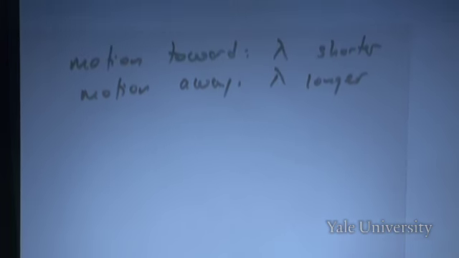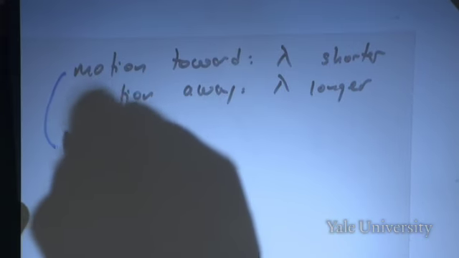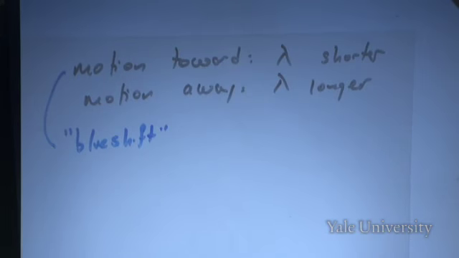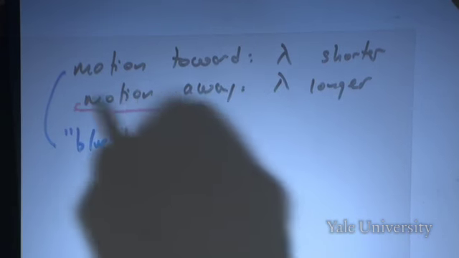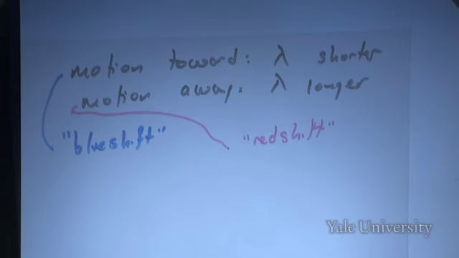Do you feel an equation coming on? Because obviously this is going to need to be quantified, right? How much shorter, how much longer? But before we do that, let me just point out that this motion towards is sometimes called a blue shift, because it pushes the light from the red end of the visual spectrum toward the blue. And this kind of thing here, the motion away from each other, is called the red shift. Let me show you why this is true before I write down the equation.